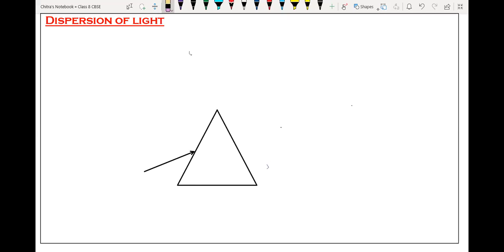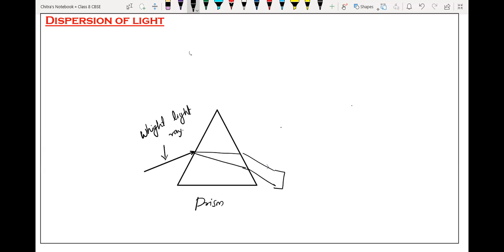So, this is the prism. I'm writing here prism. It is an incident white light ray. When it is incident on it and passes inside the prism, it splits into 7 different colors. So here you will get the band of 7 colors.